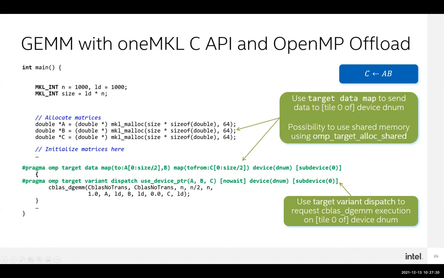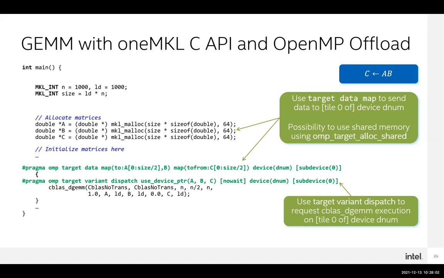So the first pragma we use here is to send data to device number DNUM. DNUM can be zero or one in this case. And then we use the second pragma to dispatch to request cblas_dgemm execution on tile zero of each device number DNUM. And nowait tells that asynchronous calls to cblas_dgemm are okay. When we use device and subdevice, we just specify which device and which subdevice to run on the MKL computation.